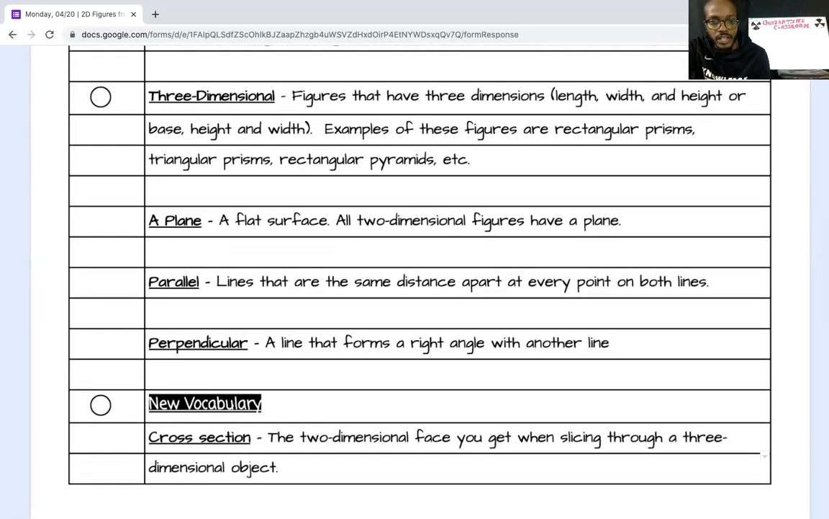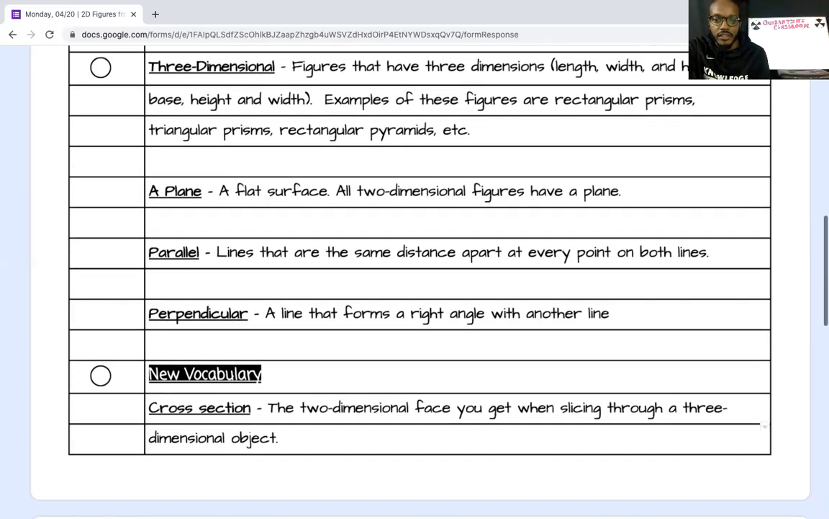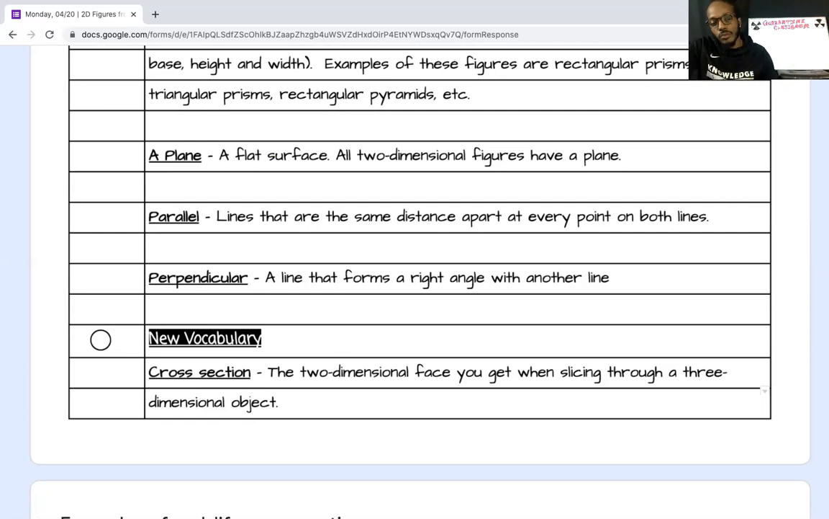We know what a plane is. A plane is a flat surface. All two-dimensional figures have a plane. Parallel means that lines are the same distance apart at every point of both lines. They are the same distance apart and they never intersect. Perpendicular is a line that forms a right angle with another line.